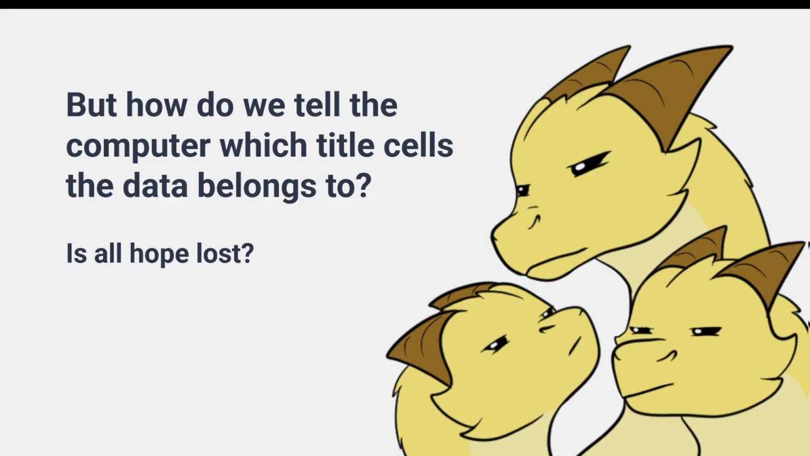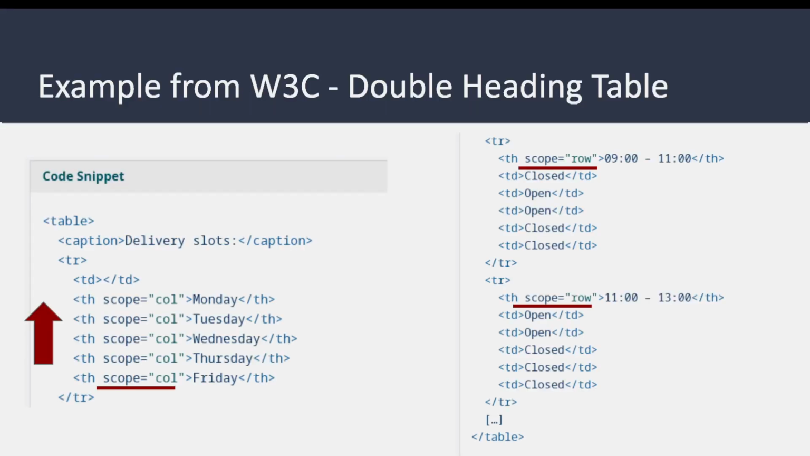Is all hope lost? No. Because once again, W3C is here for us. And I've highlighted what we do. So basically, you need a little bit of extra coding. So you still have the TH, but you add scope equals and then either row for the row or COL for the column. Not bad.